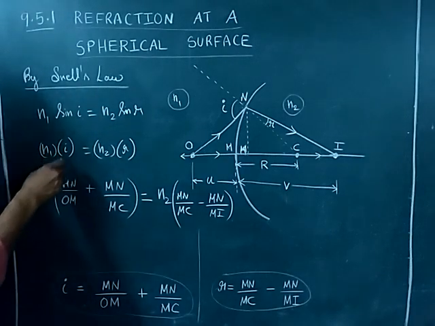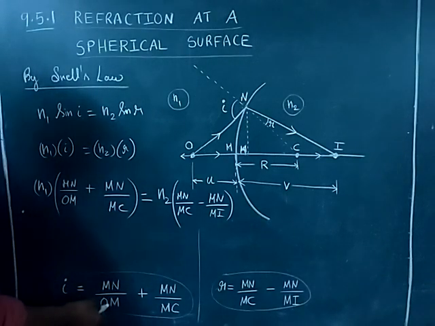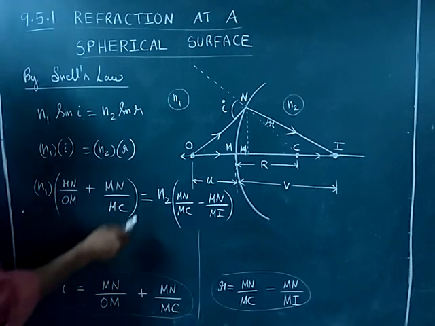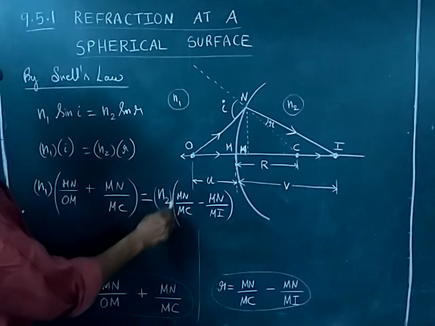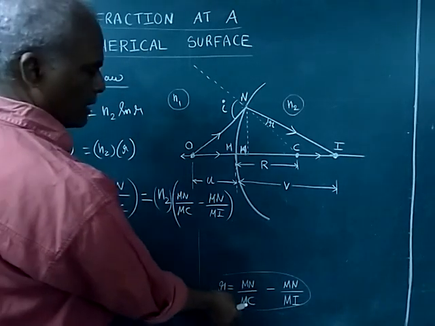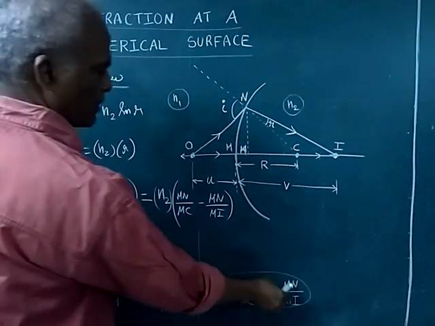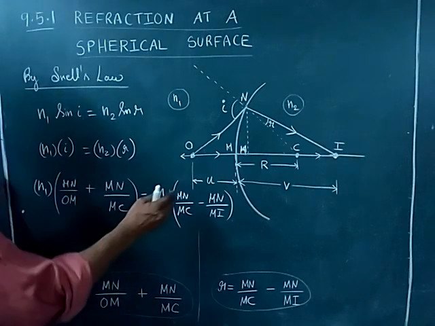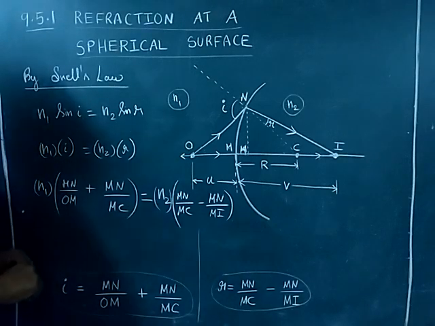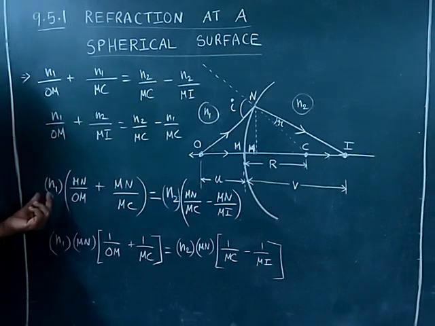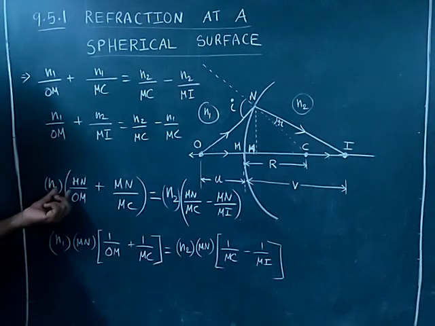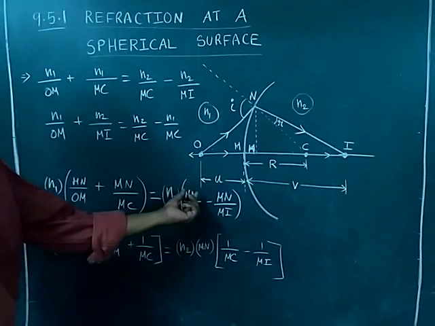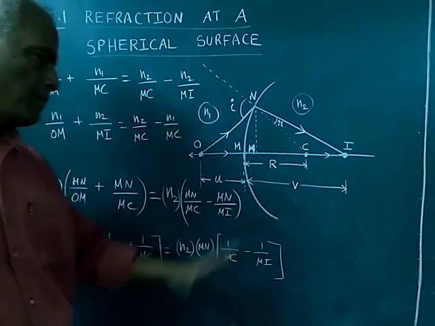Okay. Now what is the I value? For I we have MN by OM plus MN by MC, and this is equal to n2 times the R value, MN by MC minus MN by MI. So that's how we got this. Now we will try to expand this and simplify the equation. Now we have the relation n1 into (MN by OM plus MN by MC) is equal to n2 into (MN by MC minus MN by MI).